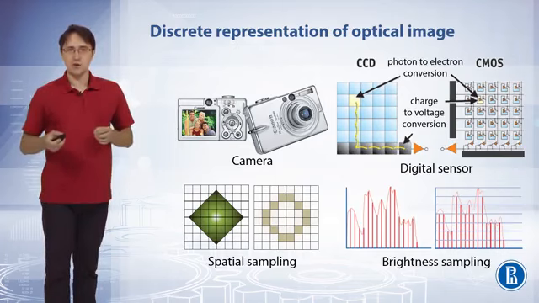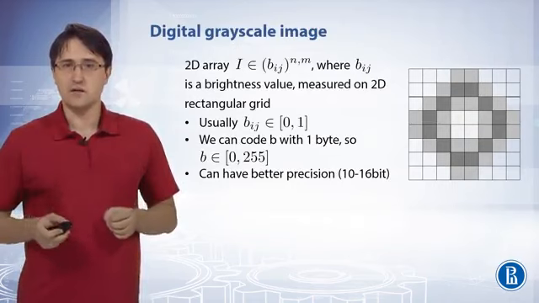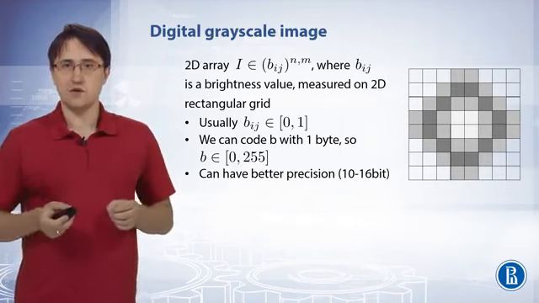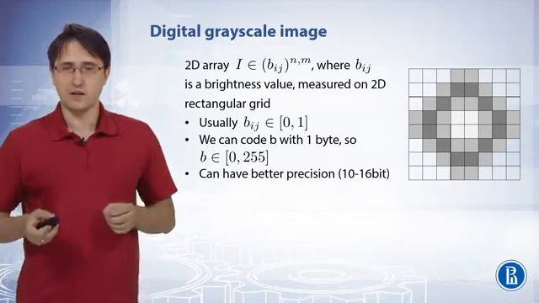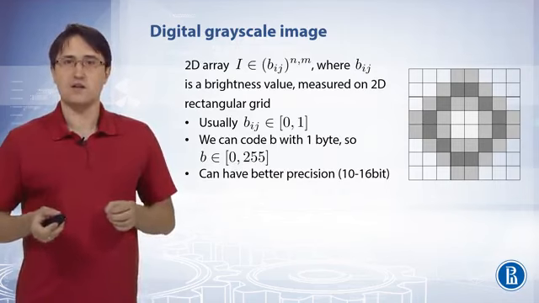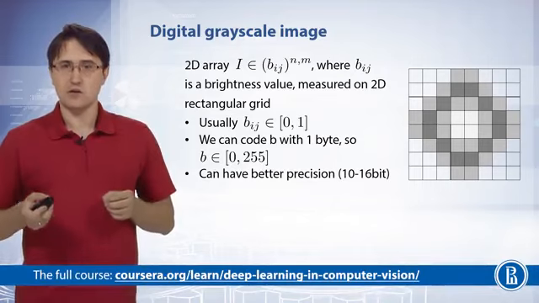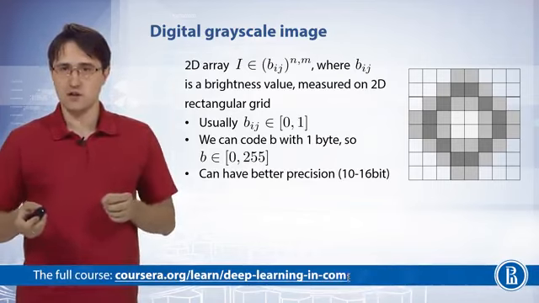Then the continuous measurement of light energy is also discretized. So a digital grayscale image is a 2D array where each value measures image brightness. Usually brightness values lie in the interval from 0 to 1. We can code a brightness value with 1 byte, so B usually lies in the interval from 0 to 255. We can also obtain better precision by coding B with more bits. In modern cameras, usually from 10 to 16 bits are used.